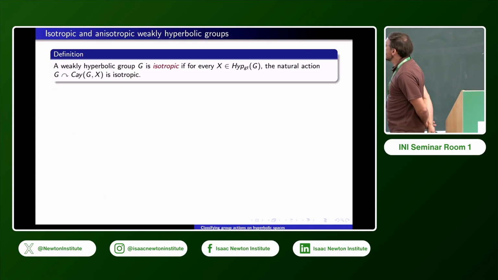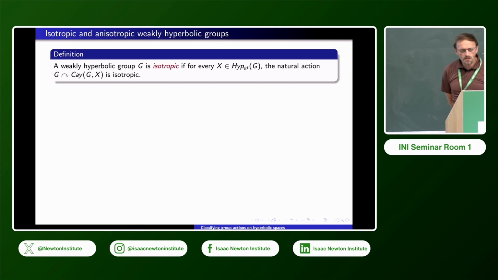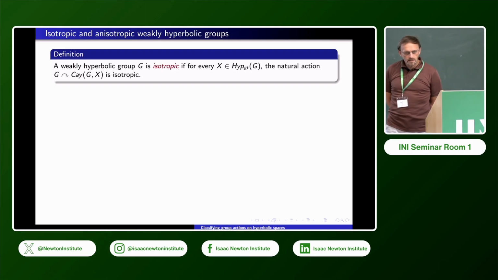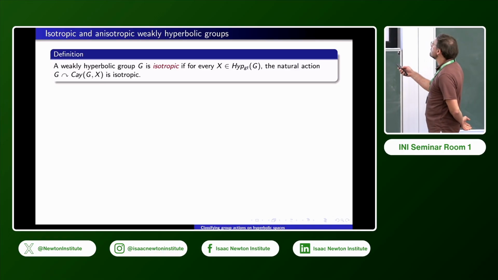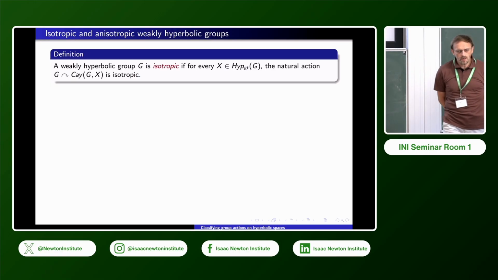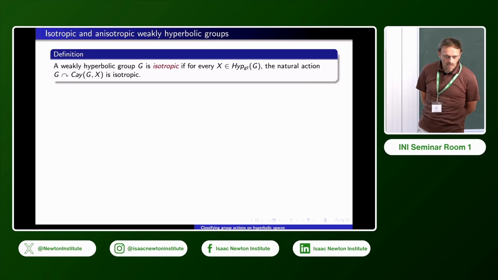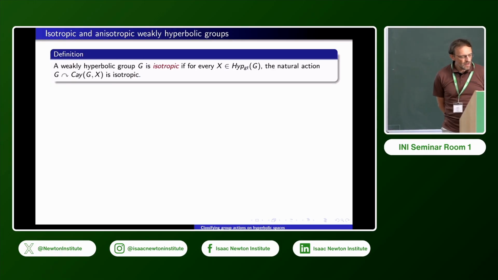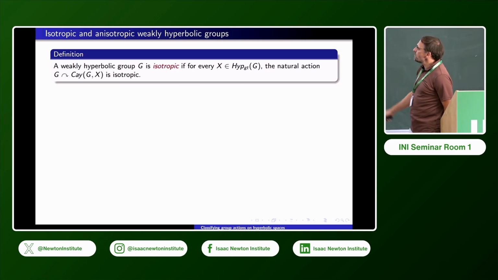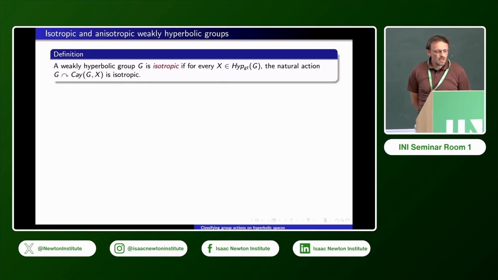Now, a weakly hyperbolic group is called isotropic if for every generating set from this set, remember this is the set of all generating sets such that the corresponding Cayley graph is hyperbolic and the action of G on that Cayley graph is of general type, the natural action of the group on the Cayley graph is isotropic.